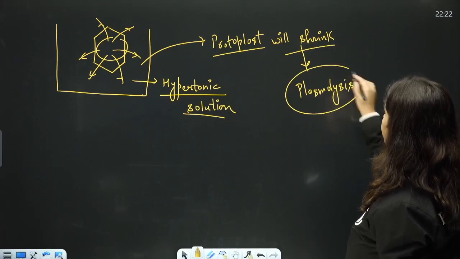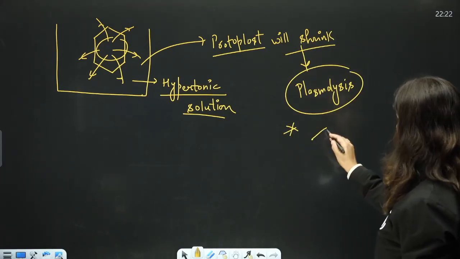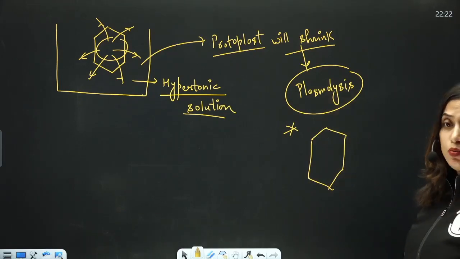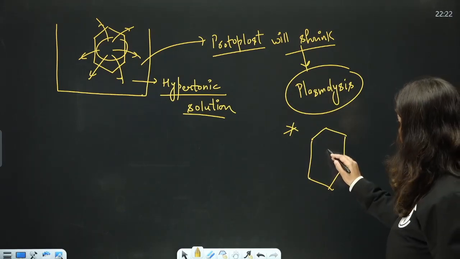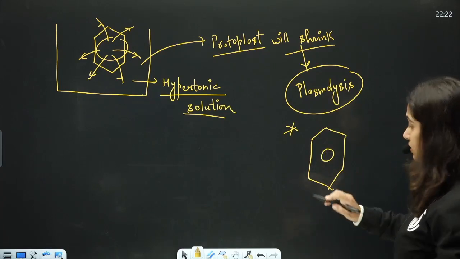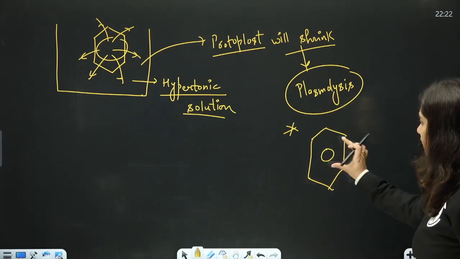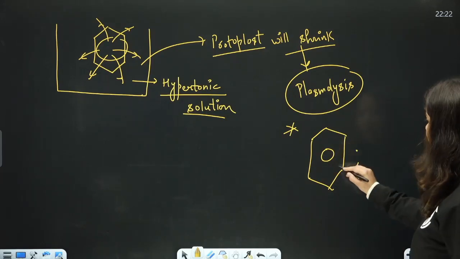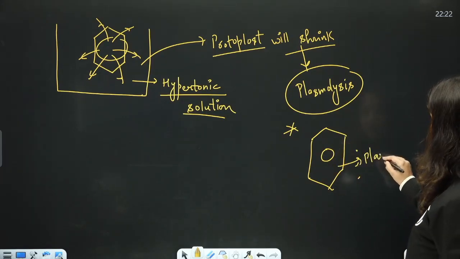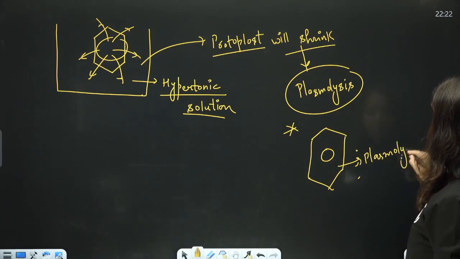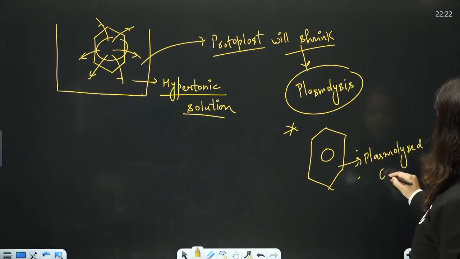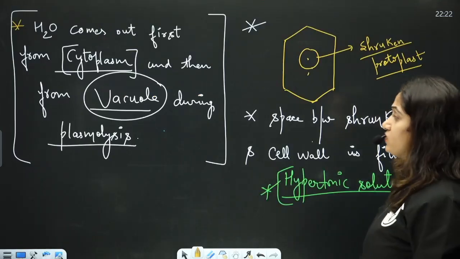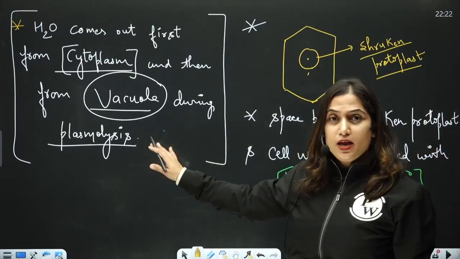This is plasmolysis, right? So the cell wall will have no effect on it because the cell wall is already dead. But the living material, that is the protoplast, the plasma membrane, the cytoplasm, will shrink and form a ball-like structure at the center. So this is a plasmolyzed cell. Clear? Now these are the lines of NCERT, very important.